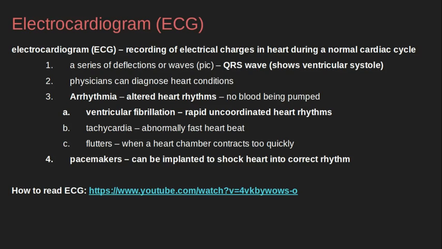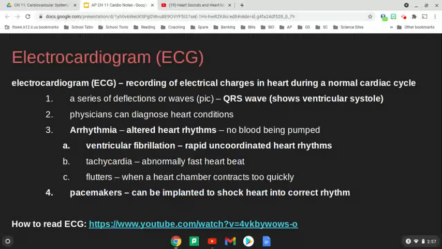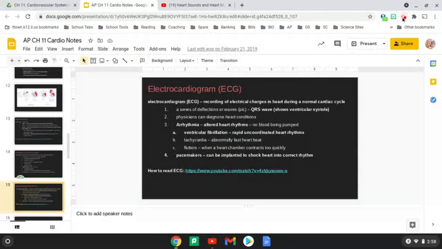Ventricular fibrillation is a rapid, uncontrolled heart rhythm. Tachycardia, that's when it abnormally beats too fast. A flutter, when the heart chamber contracts too quickly. And then something called a pacemaker can be implanted to shock the heart, to kind of almost reset it. And that should be the end of this section.